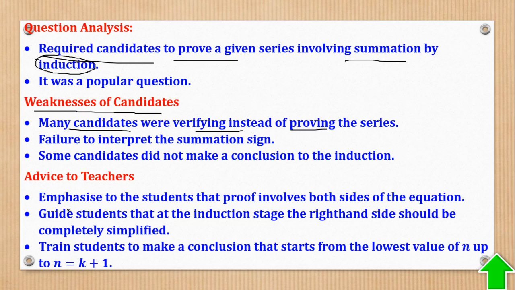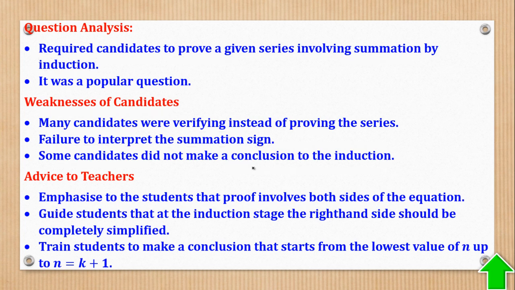Another weakness was failure to interpret the summation sign. Some students, when they saw the summation sign, they switched off. Then some candidates did not make a conclusion by induction. This conclusion is very, very vital. I think you saw that it carried a mark, so 1 mark went because they didn't conclude.